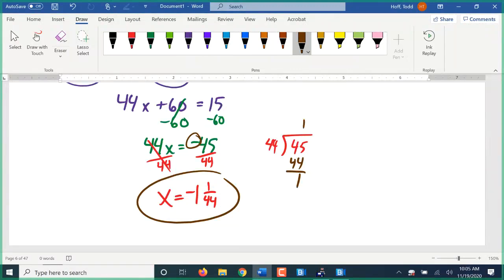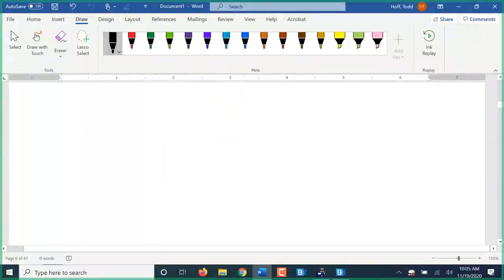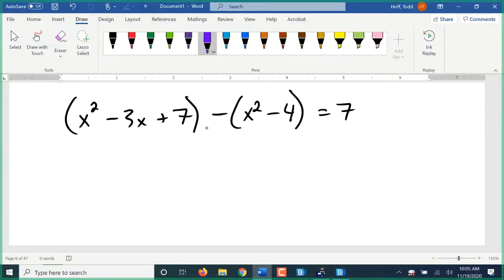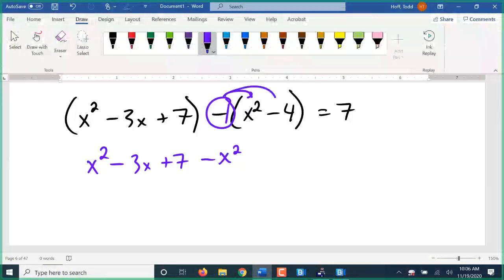There are other ways where these can get a little ugly. We can have equations like this. Now remember, when we see this minus in front of a parentheses, we have to treat it as a negative 1 times that parentheses. The first parentheses here, there's nothing to do inside, and there's nothing to do to it. We can just write that out. Here we're going to multiply by the negative 1. Negative 1 times x squared is a negative x squared. Negative 1 times negative 4 is a positive 4.